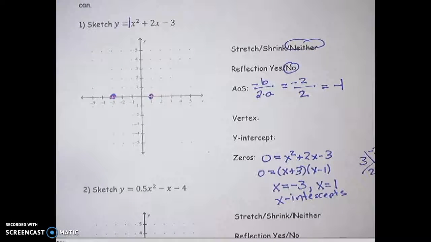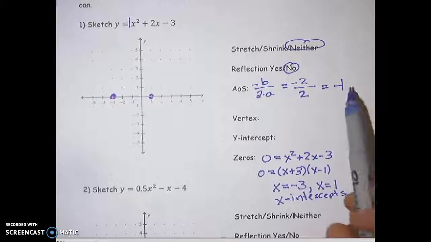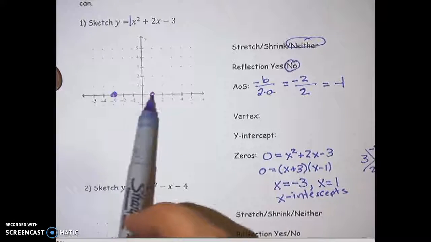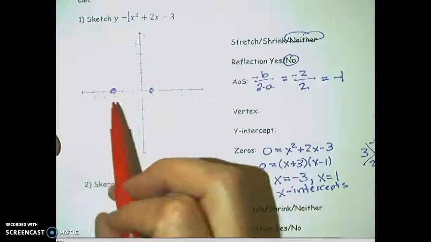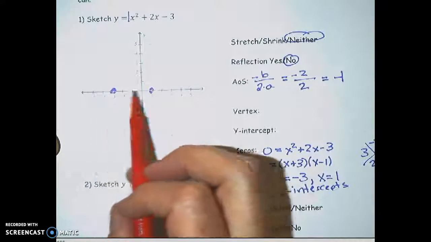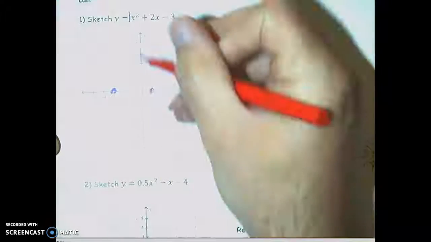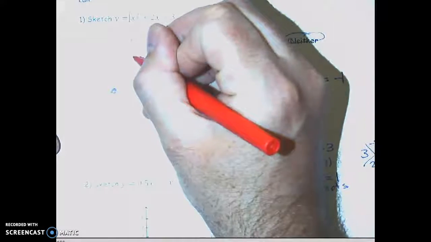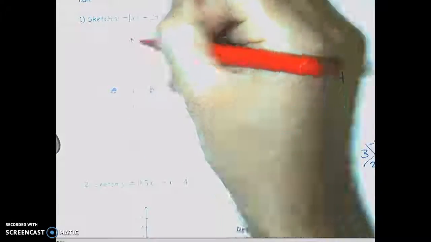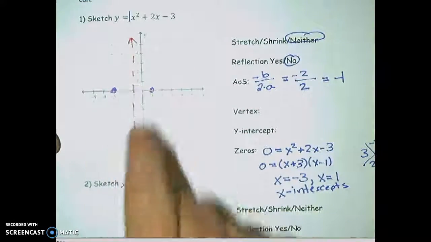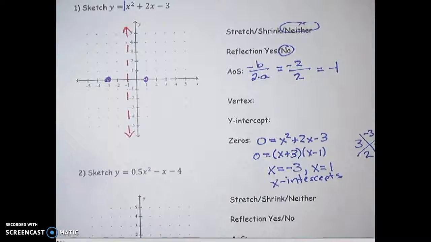As you do more of these, what you guys are going to realize is the axis of symmetry has to be in between the zeros because these have to be reflected. So if you thought about where would be the halfway point between these 2 points, it would be -1. And so that just basically tells you that you did your x-intercepts correctly if they're exactly on each side of your axis of symmetry.